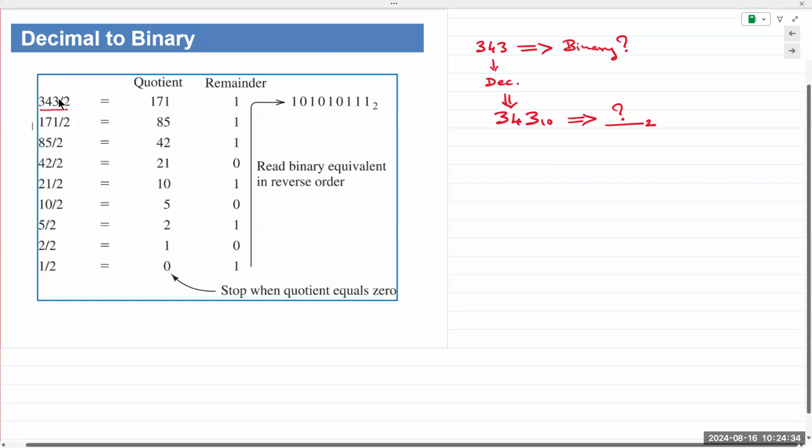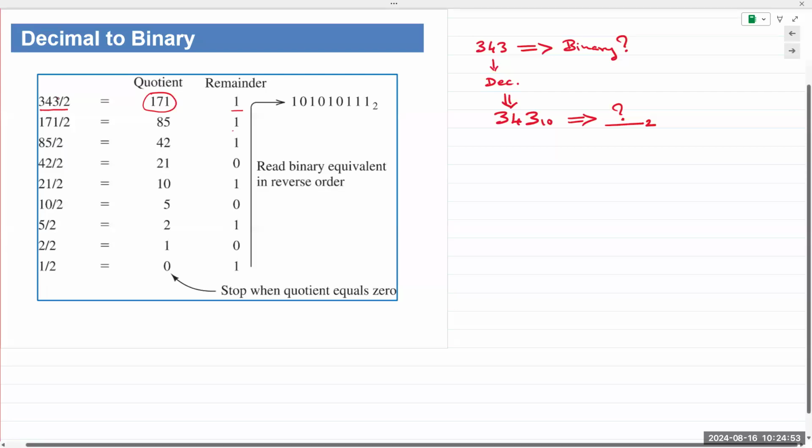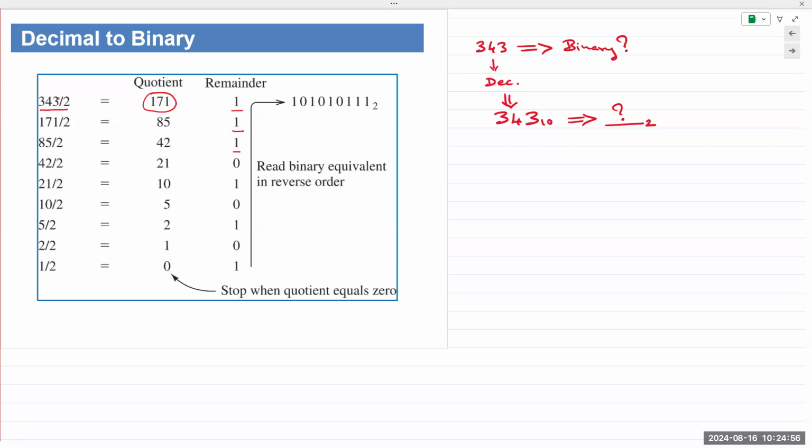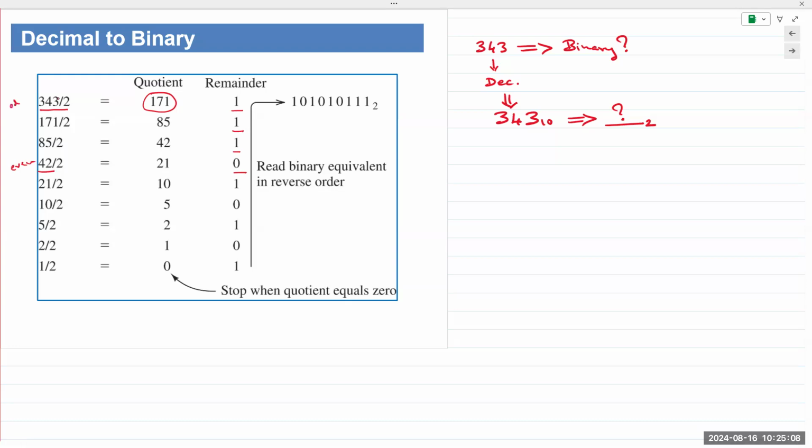So 343 divided by 2 gives me a quotient of 171 and a remainder of 1. 171 times 2 is 342. Odd numbers, you will always have a remainder of 1. Even numbers will always have a remainder of 0. 171 divided by 2 gives me 85, remainder 1. 85 gives me 42, remainder 1. 42 gives me a remainder of 0. Again, even numbers will always have a remainder of 0. Odd numbers will always have a remainder of 1.